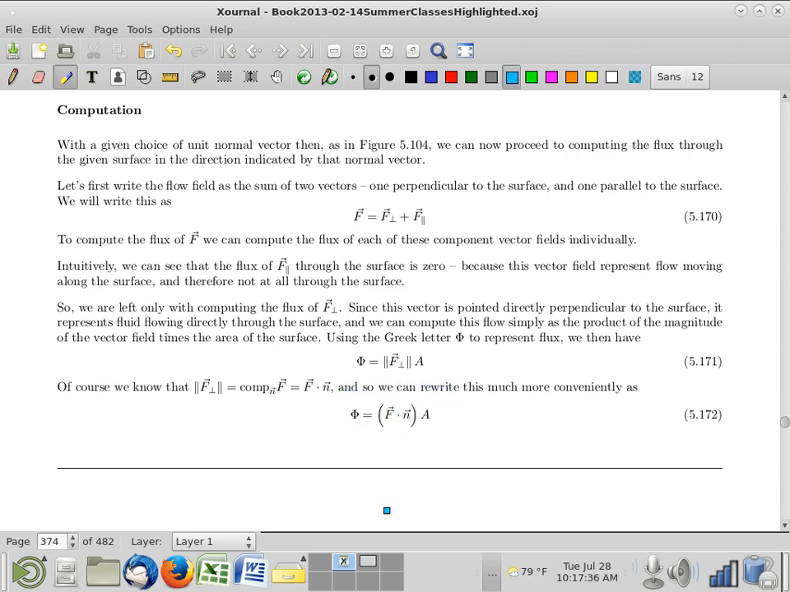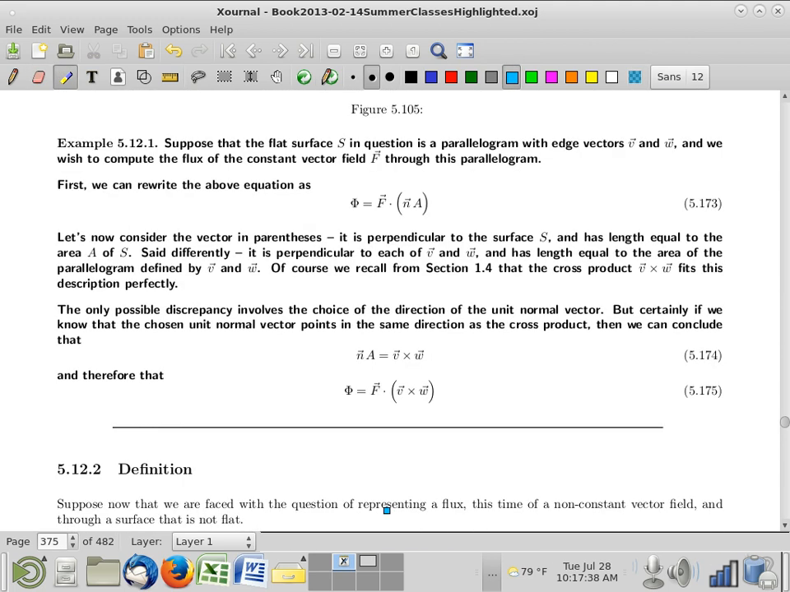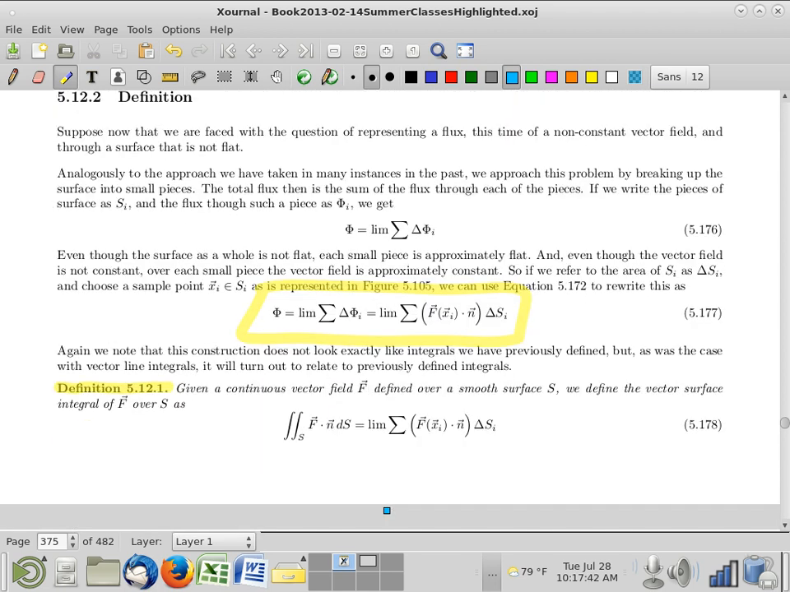Okay, there's an example here. You guys can read this. It's a quick and cute example. It's non-critical, but give that a look if you're curious.